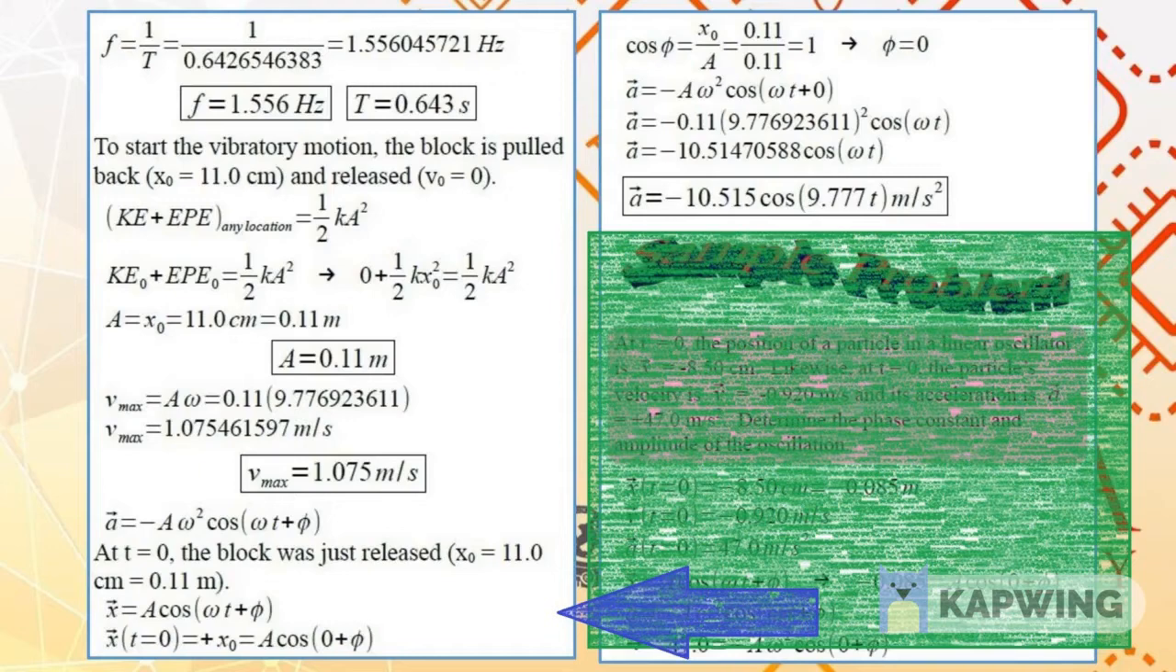Again, we use the initial position. x initial is equal to 11 centimeters. Initial time is 0, but this time we use the position function. And we get the phase constant to be 0. Now, we are able to write down the acceleration function, knowing the amplitude, angular frequency, and phase constant.